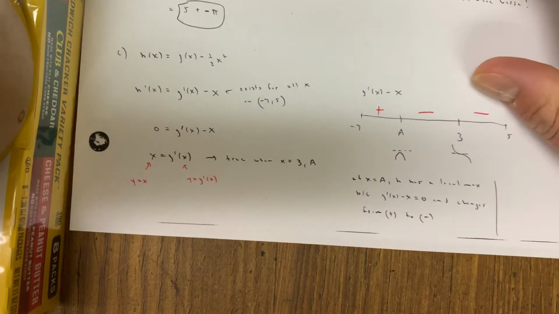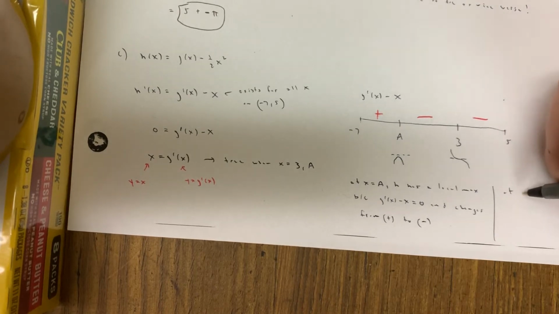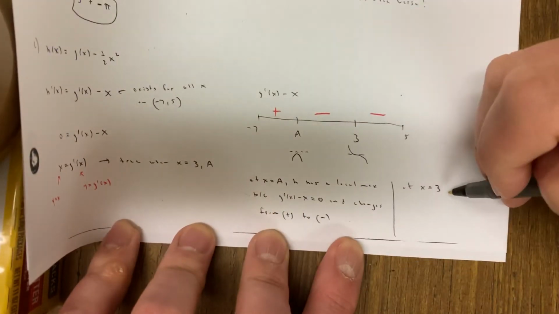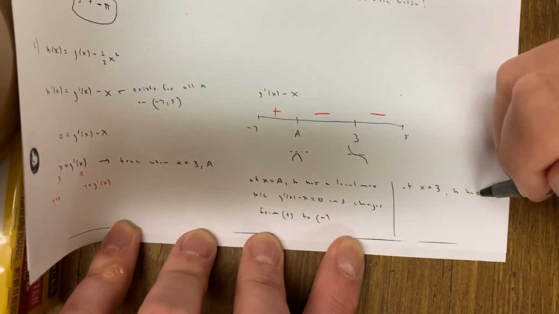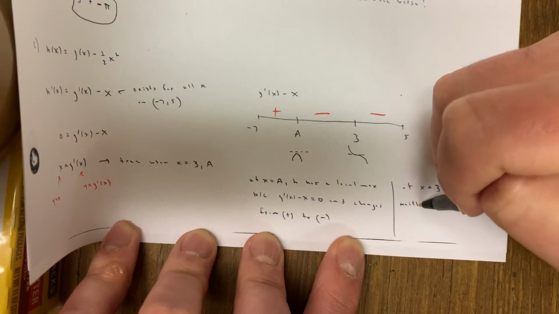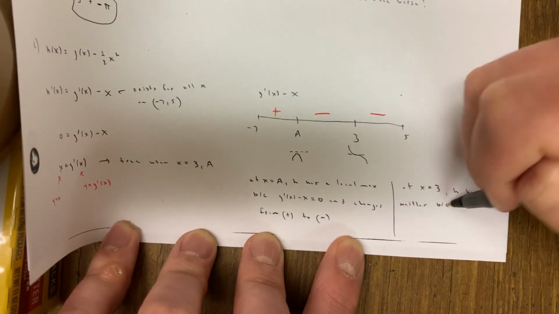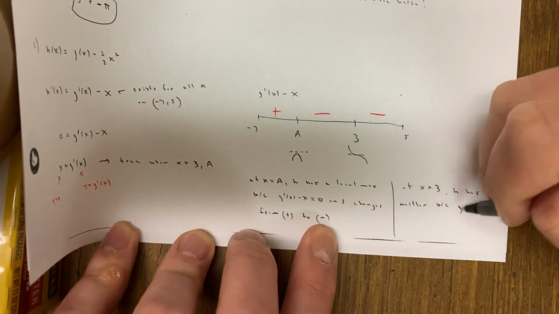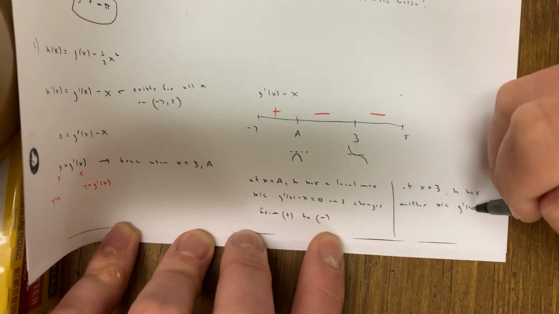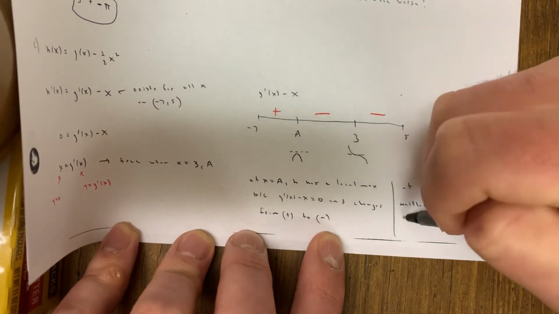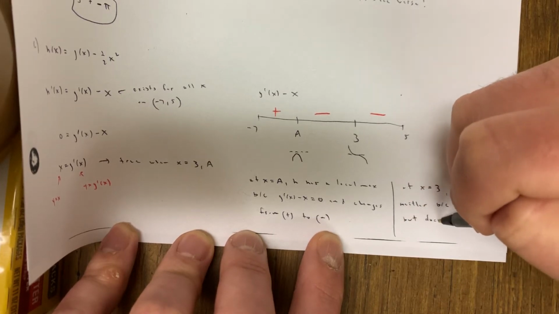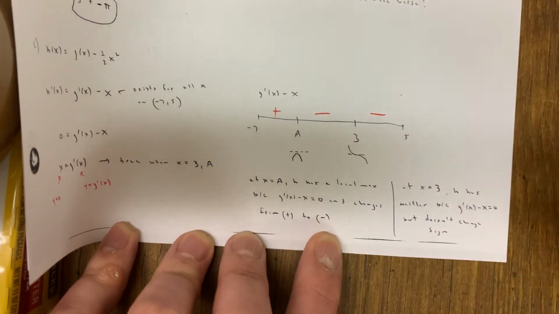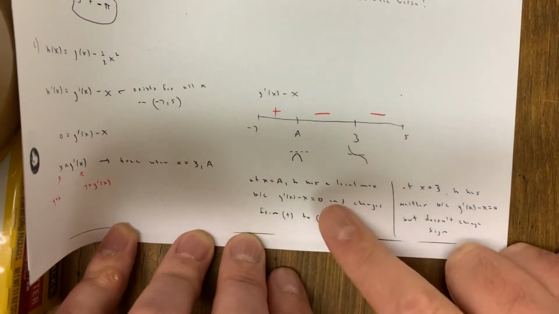And then as far as what's going on at x equals 3, we say h has neither, because g prime of x minus x doesn't change sign, okay? We know that g prime of x minus x equals 0, but it doesn't change sign.